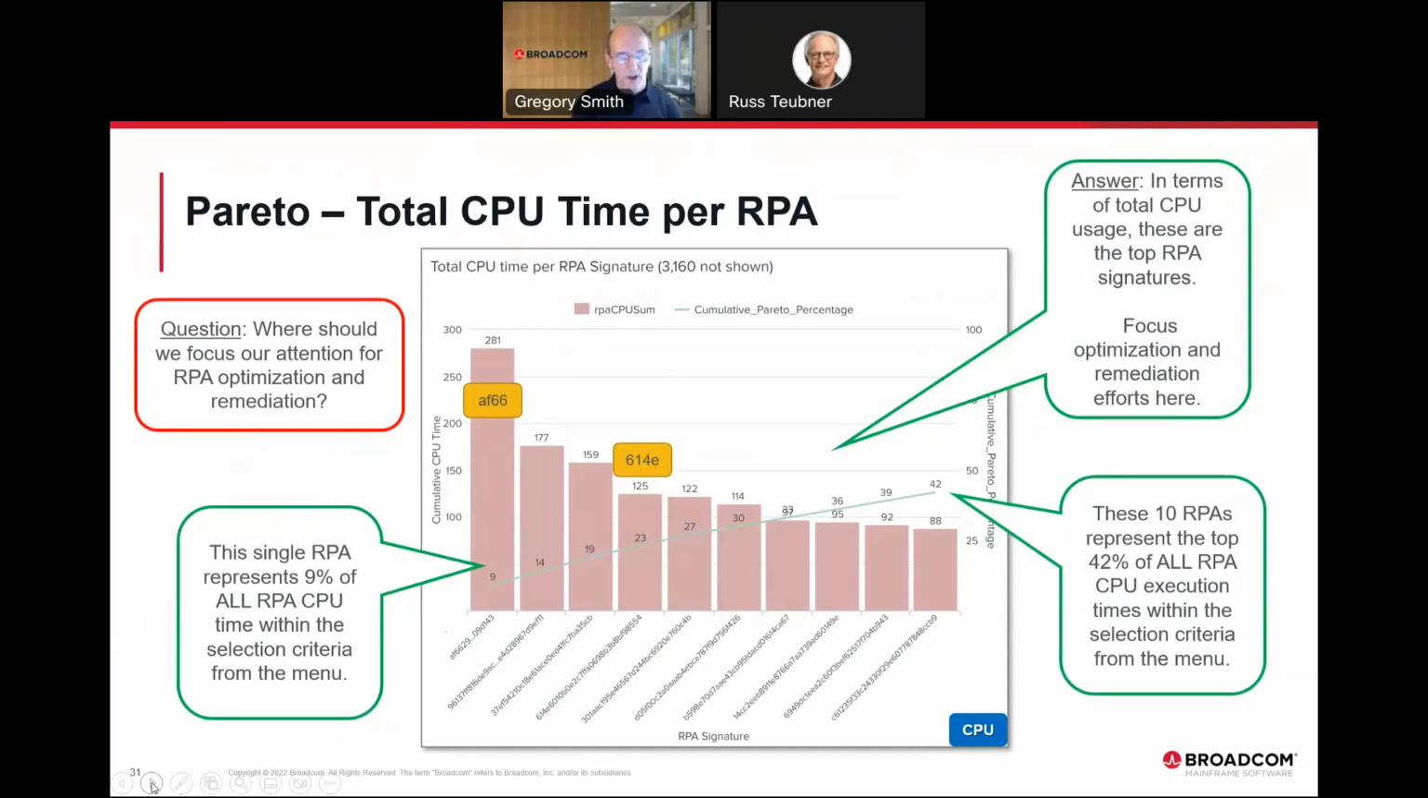So this particular chart deals with the CPU time. And so you can see that the AF66 particular macro accounted for 9% of all the CPU time associated with the window that you've selected. And these 10 RPAs account for 42% of all the execution time associated with the RPAs. And so again, to reiterate, you don't have to boil the ocean to solve a significant part of your performance issues.